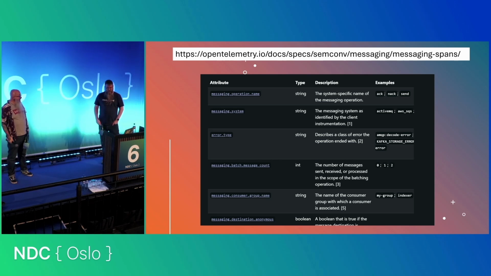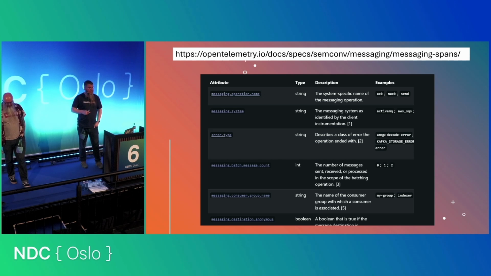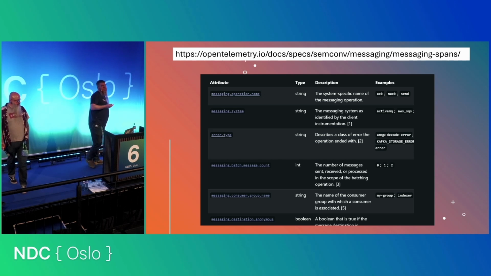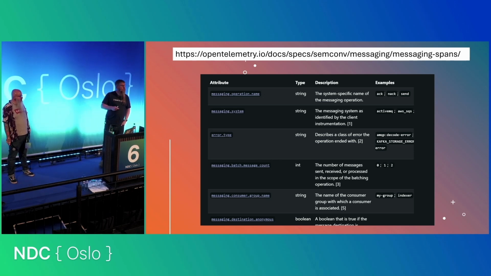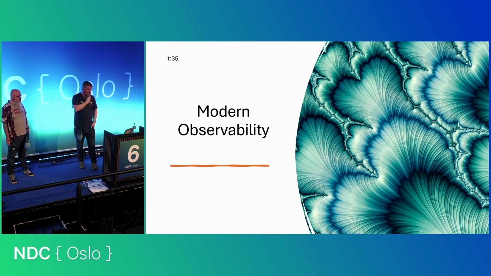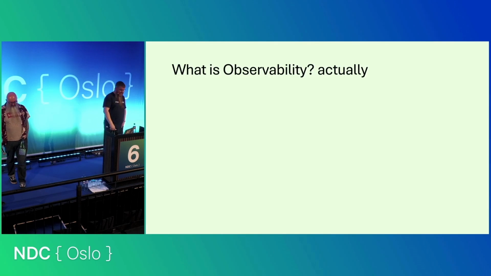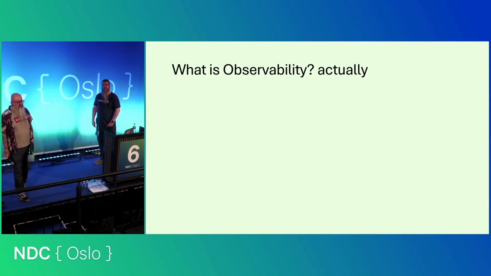Okay, so up to this point, what we've basically got is this idea that we've been able to take our distributed system, we've added a few spans in there, and we've now got maybe a nice big trace that shows us a little bit about the system. But how does that relate to modern observability? Now, that comes down to definitions.